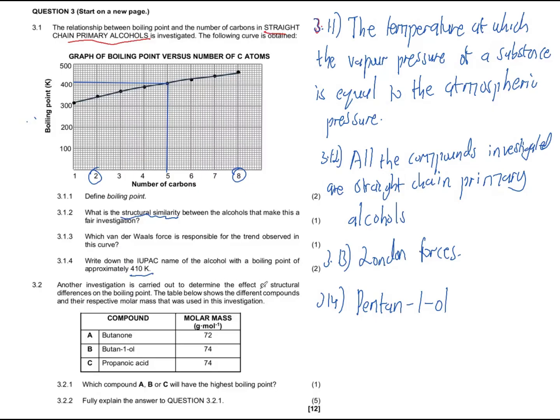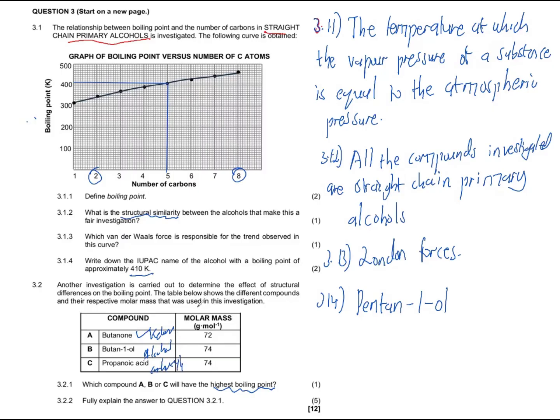3.2, another investigation is carried out to determine the effect of structural differences on the boiling point. The table below shows the different compounds and their respective molar mass that was used in this investigation. Which compound A, B, or C will have the highest boiling point? Right. How do we determine the highest boiling point? We know that butanone is a ketone. This is an alcohol, and this is a carboxylic acid.